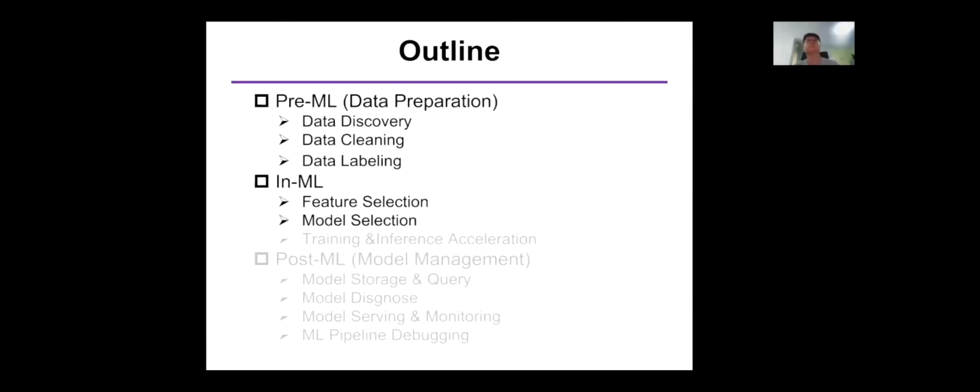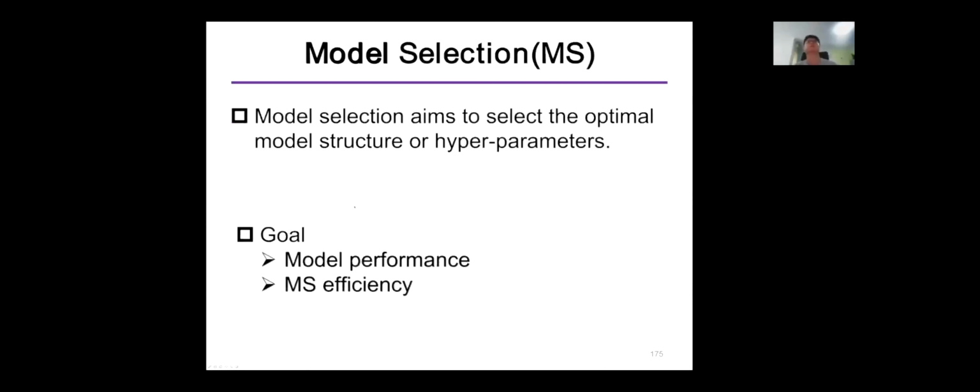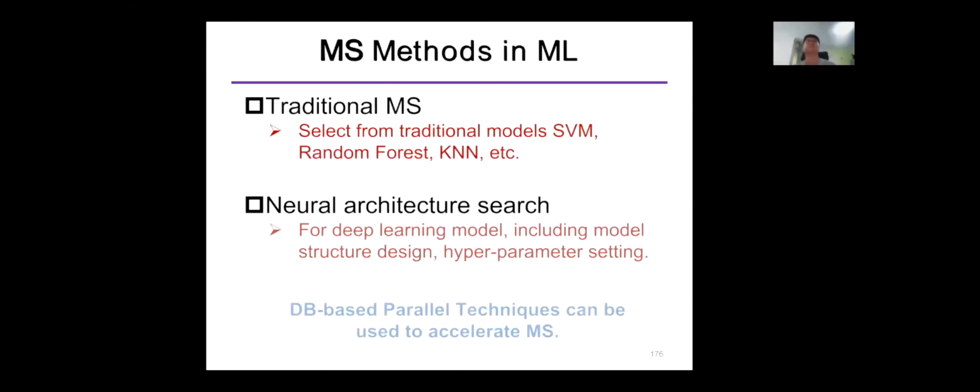Next, we talk about model selection. Model selection aims to select optimal model structures or hyperparameters. The goal is to improve the model performance and the model selection efficiency.